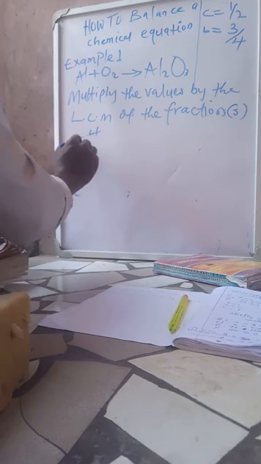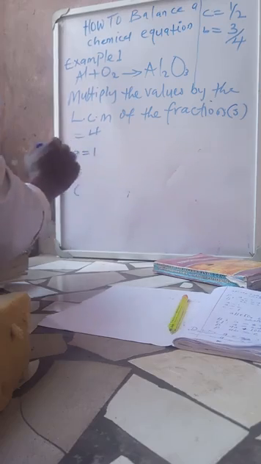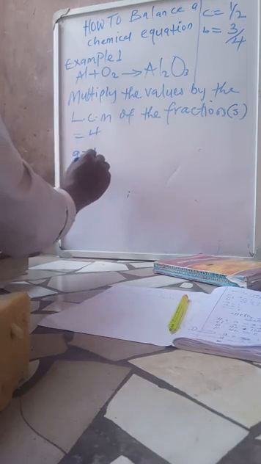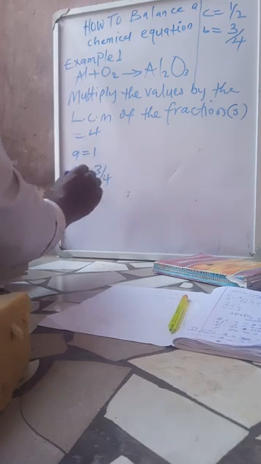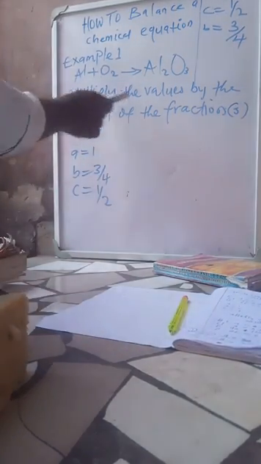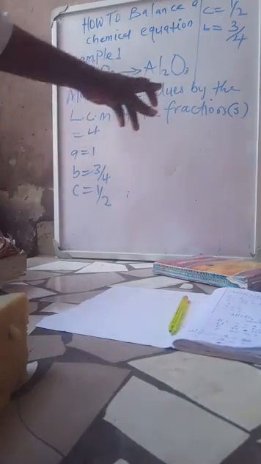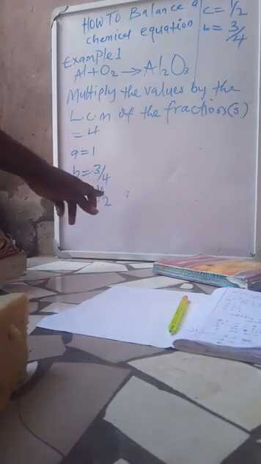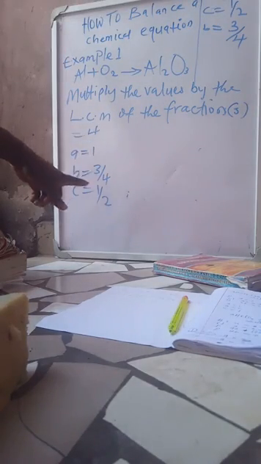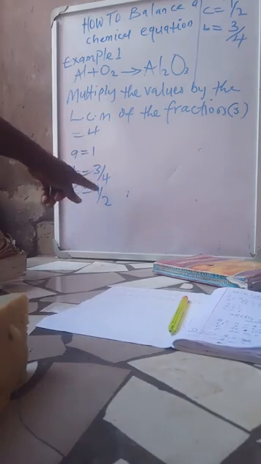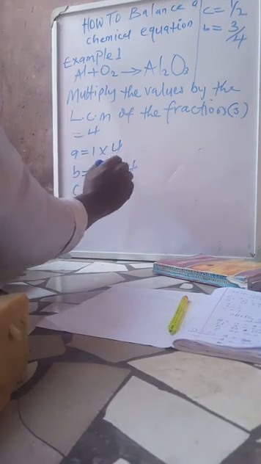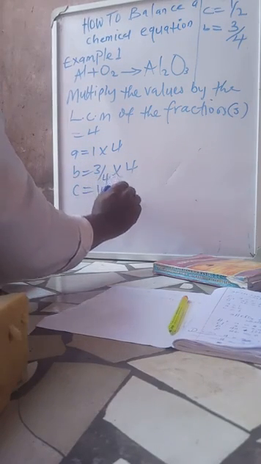Our A is equal to 1, which is natural. Our B from our calculation is 3 over 4. Our C is equal to 1 over 2. So let's multiply the values by the LCM of the fractions. These are the fractions. So after solving for the LCM, we had 4 as our LCM. So we are multiplying 4 to all of these values. That is the instruction. So 1 times 4, and this times 4, and this times 4.